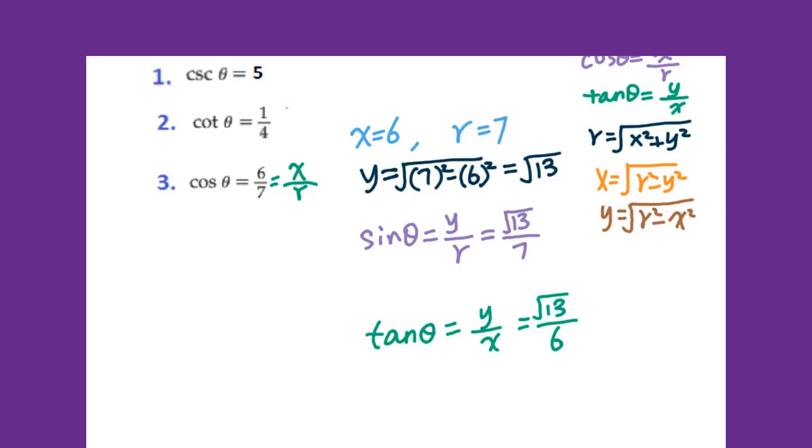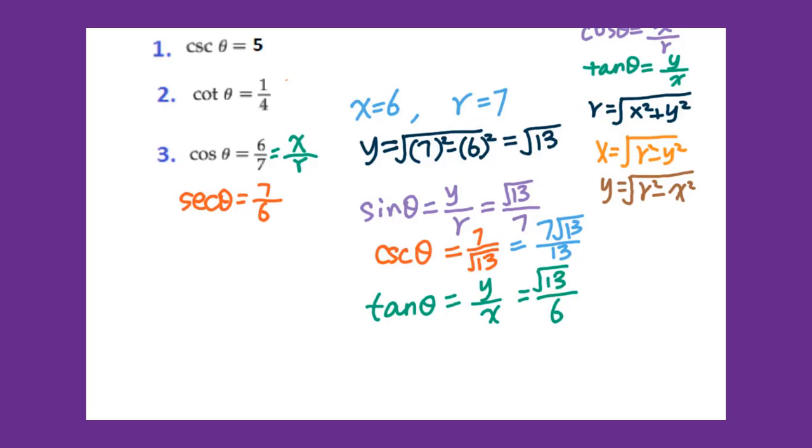Now we will get the minor trig function related to each major trig function. For cosine theta, we know that's secant theta. It equals, we flip, then get 7 over 6. For sine theta, the related minor trig function will be cosecant theta. We flip, you get 7 over square root of 13. Then you can do 7 square root of 13 over 13. For tangent theta, its minor trig function will be cotangent theta. It will be 6 over square root of 13. That will be 6 square root of 13 over 13.